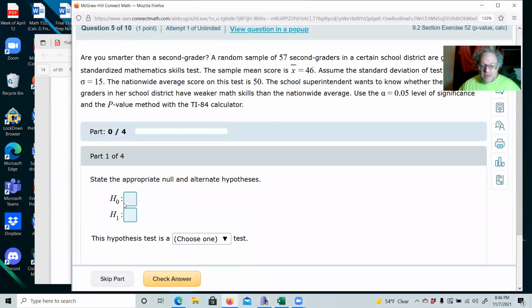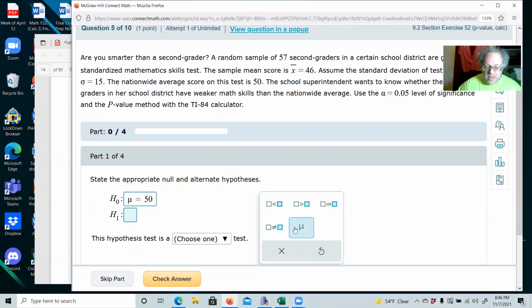All right, state the null hypothesis. Mu is equal to 50. And the alternative: mu is less than 50.